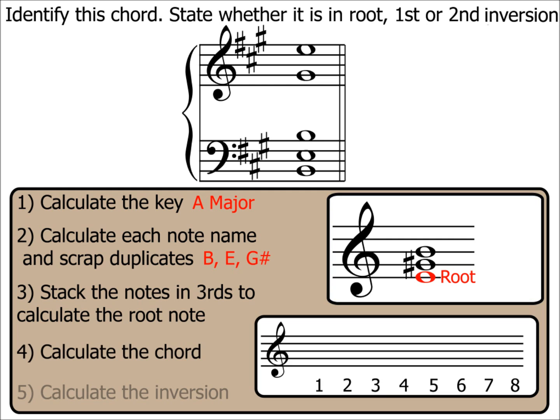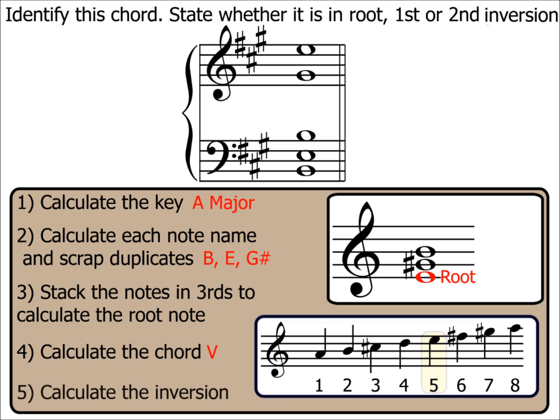Step 4, calculate the chord. Here's a scale of A major, and remember in step 1 we worked out that we are in the key of A major. Remember, we need to match our root note, the E, with an E from the scale. Whatever scale note number the E is, that will tell us which chord we are working with. So here's the E. It's note number 5 from our scale, so we know that our chord is chord 5. Make a note of this.